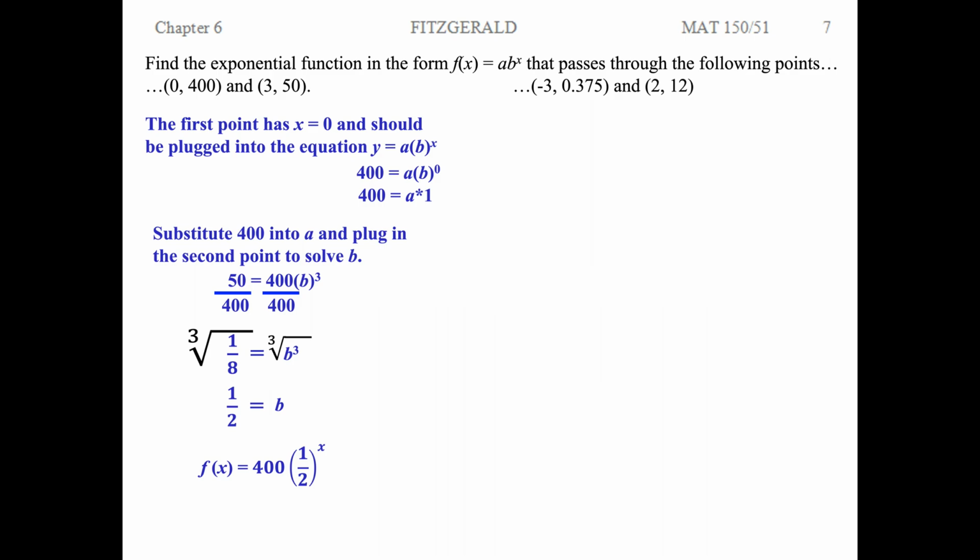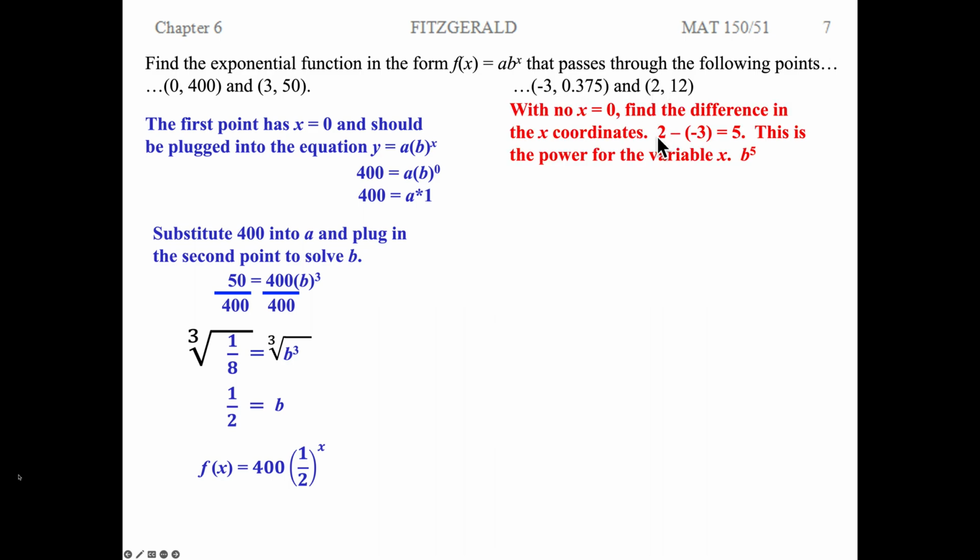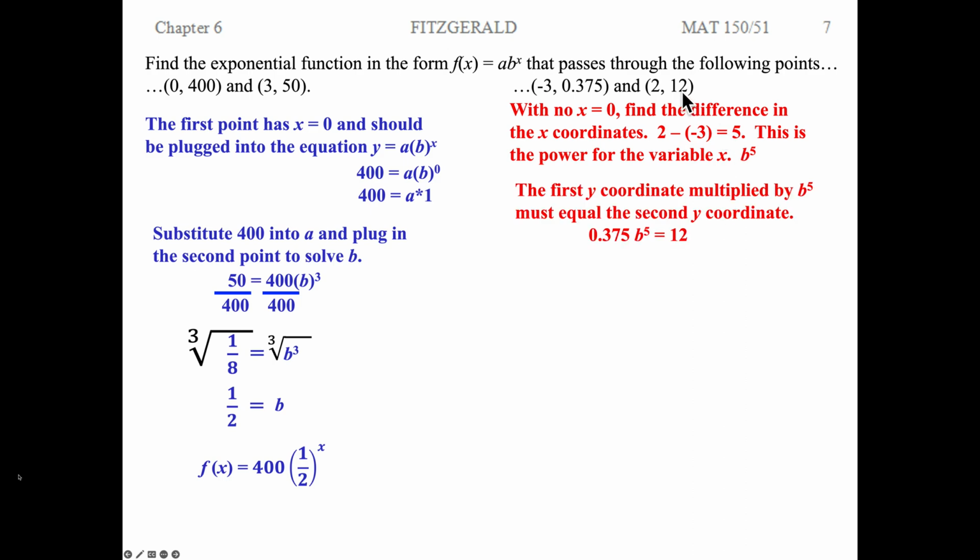My next example, now we have a point. There's no zeros for the x. So when there's no 0 for the x, what we're going to do is you have to subtract your x coordinates. All right? So take your second x minus your first x. That's a 5. That 5 is the power on your base. So what's happening here is first y coordinate, 0.375, multiplied to b to the 5th has to equal 12, and that's how you create an equation where you can solve for b.